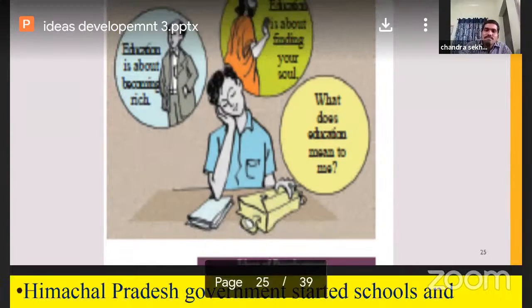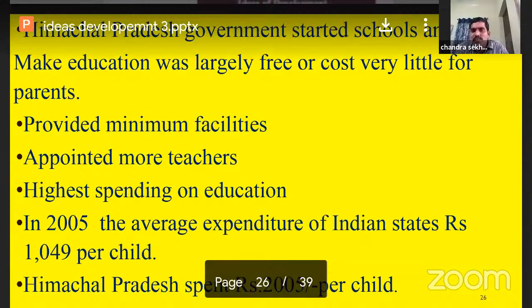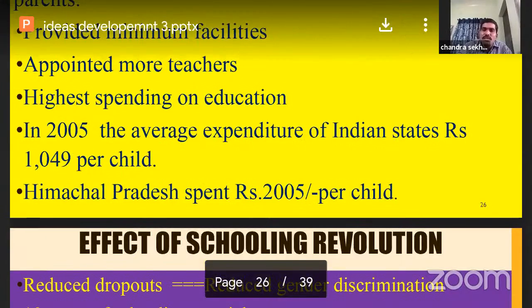Okay. So now, what are the implementations of the Himachal Pradesh government in the schooling revolution? They started schools and made education largely free or cost very little for parents, provided minimum facilities like buildings, toilets, rooms, like that. Appointed more teachers, highest spending on education. In 2005, the average expenditure of Indian states was just 1049 rupees per child, but Himachal Pradesh spent more than 2005 rupees per child.